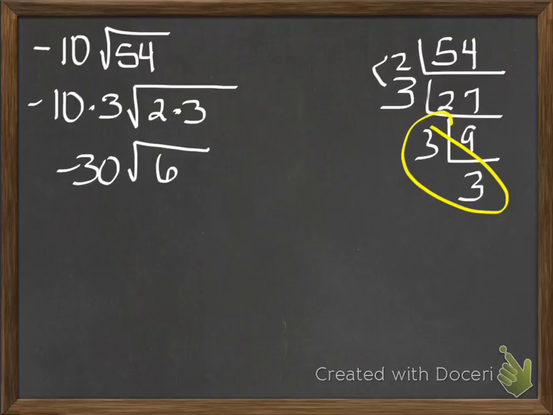The number under your square root does not have to be prime, but the factors of it do have to be prime. And so remember, prime numbers are numbers where nothing besides 1 and itself will divide into.